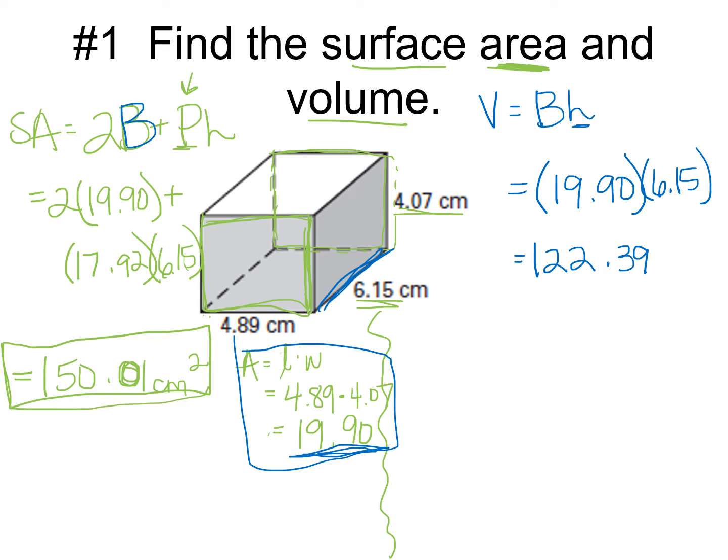Okay, so 122.39. Now, how am I going to label volume? Again, volume is what's filling up the shape. So can it just be centimeters squared? Well, it's not area. So if you think about volume, volume is cubic. So we always do cubed units, okay, because it's 3-dimensional. That's why we use cubed. So again, surface area would be centimeters squared and volume is going to be centimeters cubed.